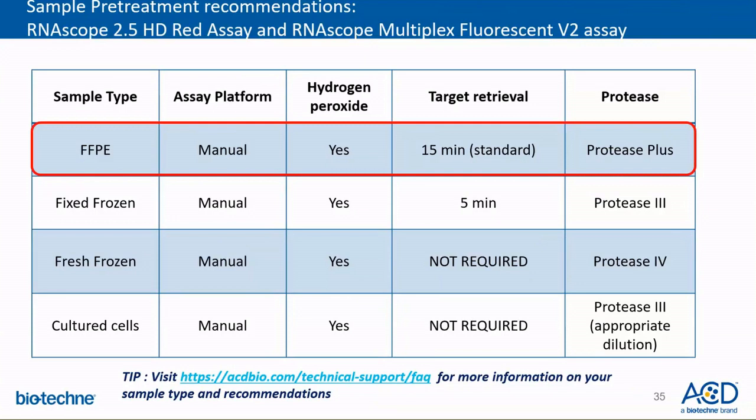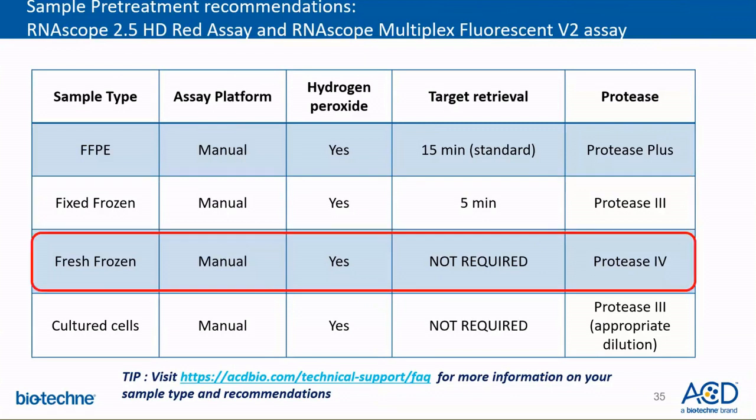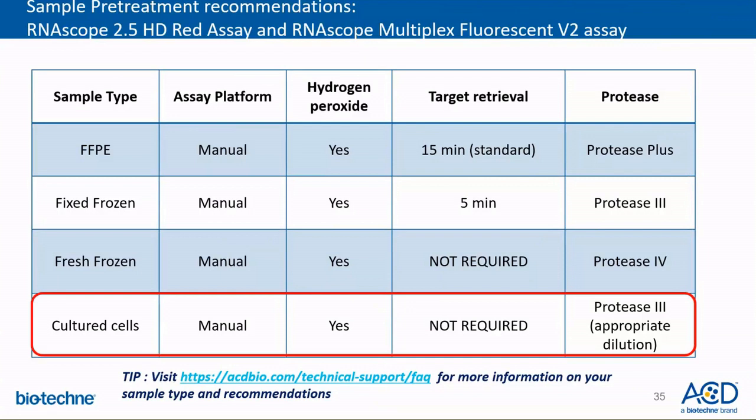With each sample type, we are varying the target retrieval time and the protease treatment. For FFPE, we recommend 15 minutes target retrieval and use of protease plus for digestion. For fixed frozen, 5 minutes of target retrieval is recommended, and a stronger protease, protease 3, is used. For fresh frozen, on the other hand, target retrieval is not required, and hence the strongest protease of all, protease 4, is used. Lastly, for cultured cells, again, no target retrieval is required, and a dilution of protease 3 is recommended.